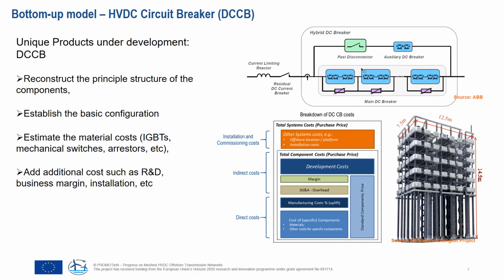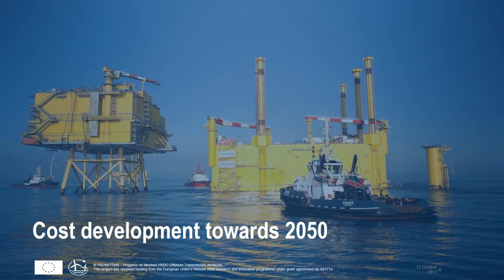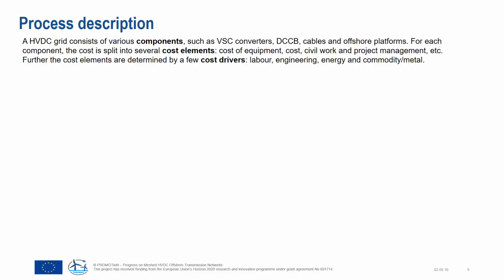So that's the method we used, mainly for the DC circuit breakers. As mentioned before, we will need not only the current cost level, but also the future cost level towards 2050. An HVDC grid consists of several various components such as VSC converter stations, DCCBs, cables, and offshore platforms.